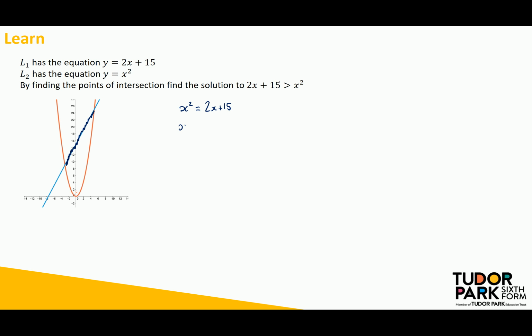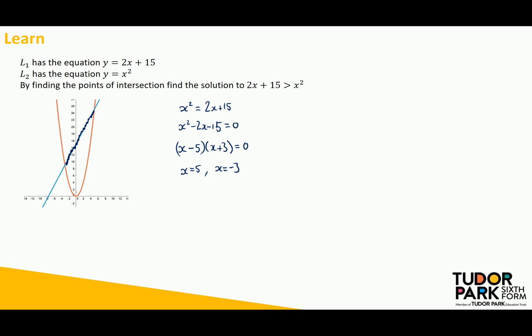Now to do that, we rearrange x squared minus 2x minus 15 equals 0, and I'm going to factorize that into x minus 5 and x plus 3. So that's going to tell me that x is either equal to 5 or x is equal to negative 3. Now I wanted to find the points of intersection, so let's do that for completeness. Let's find the associated y values.